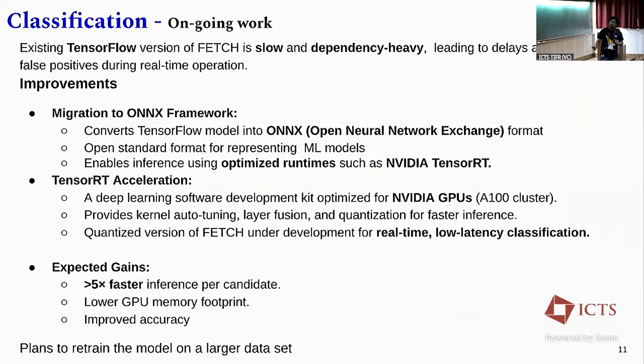By applying these changes, which have already been applied to some level, I'm already seeing the improvement. We are seeing about 5 times faster inference. The GPU memory requirement is also lower, and we get improved accuracy also. We are also planning to train the model with a much higher number of candidates, by getting some data from other observatories, from GMRT, and some artificial data, just to train the model better.